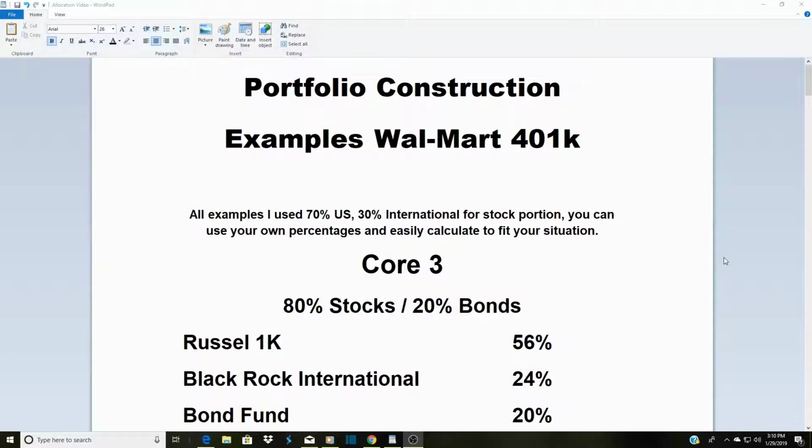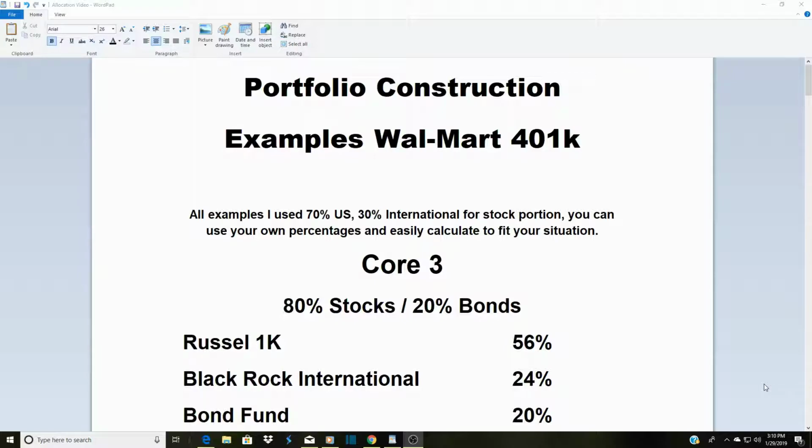This is the portfolio construction. This will be some math, but it's going to be pretty easy math. I'm going to walk you through it here. I made about 12 different portfolios just real quick, just to show you the thought process and what you want to think about when you make your own portfolio. In all the examples I used a 70% US, 30% international split for the stock portion. You can use your own percentages and easily calculate to fit your situation. So I will show you how to do that.